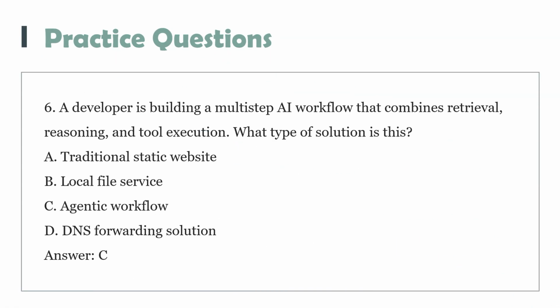6. A developer is building a multi-step AI workflow that combines retrieval, reasoning, and tool execution. What type of solution is this? A. Traditional static website. B. Local file service. C. Agentic workflow. D. DNS forwarding solution. Answer: C.